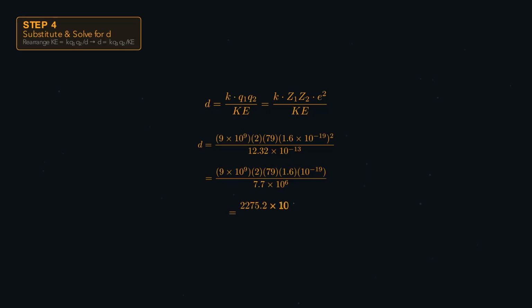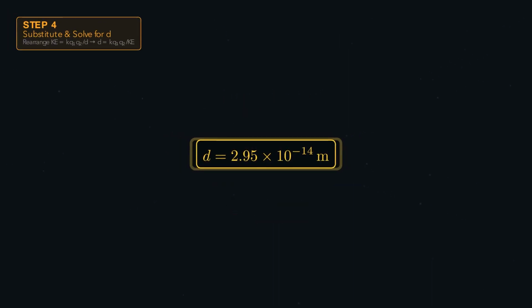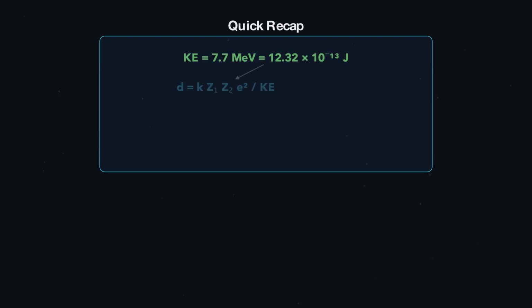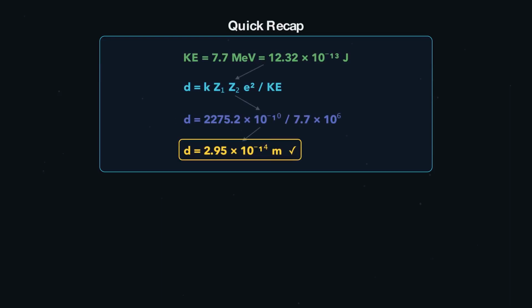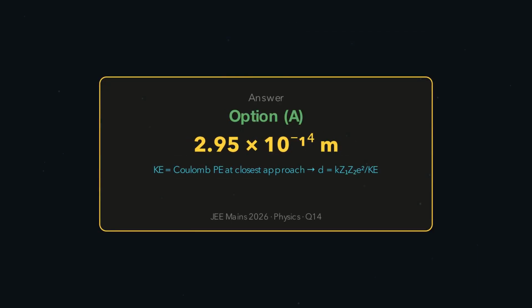Now we set kinetic energy equal to Coulomb PE and solve for d. Plugging in, K equals 9 times 10 to the 9, charges 2e and 79e, and our converted energy, the numerator works out to about 2,275 times 10 to the minus 10. Divide by 7.7 times 10 to the 6. The result is 2.95 times 10 to the minus 14 meters.